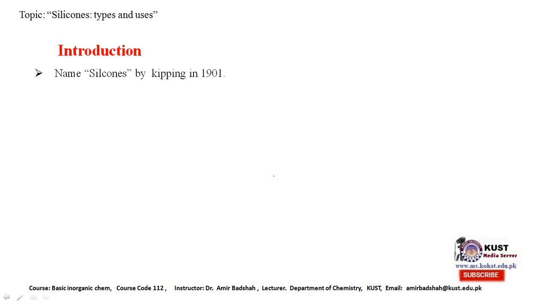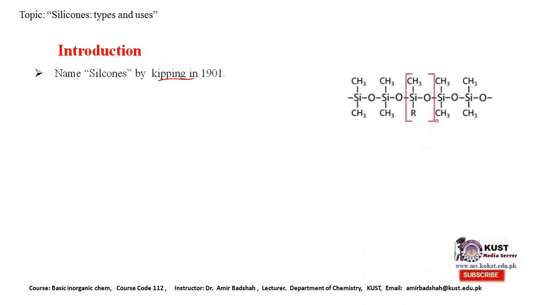The word silicone was introduced in 1901 by a scientist whose name was Kipping, for the first time. The general structure of silicone is shown here. It is a straight chain whose skeleton consists of silicon and oxygen, and the side chain is that of an alkyl group. In many cases it may be aromatic rings too.